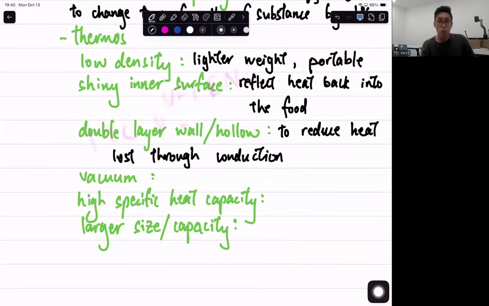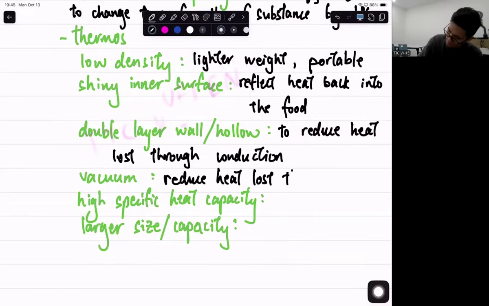Now, if they say, what should you have in between the two walls? Let's say they already show you it's a double wall. What do you have in between the two walls? You say if can, you put vacuum. If cannot, you put air. Air is a poor conductor, but if can, you put vacuum. So again, same thing, to reduce heat loss through conduction, or reduce heat loss to the surrounding.